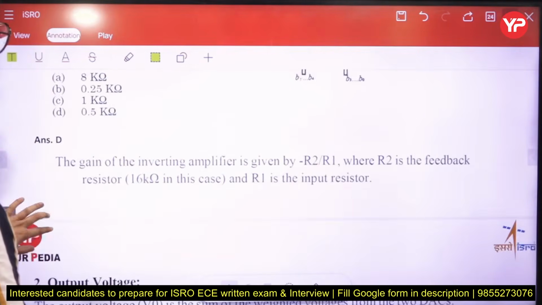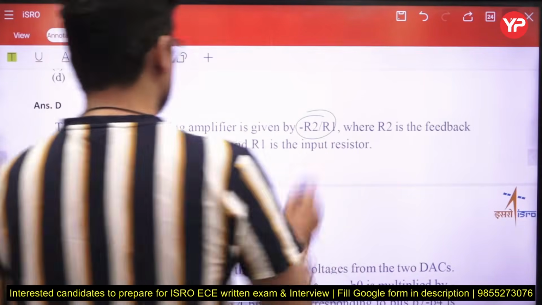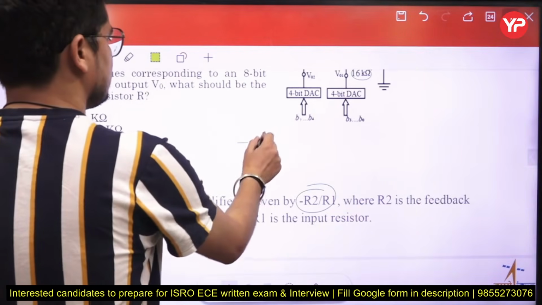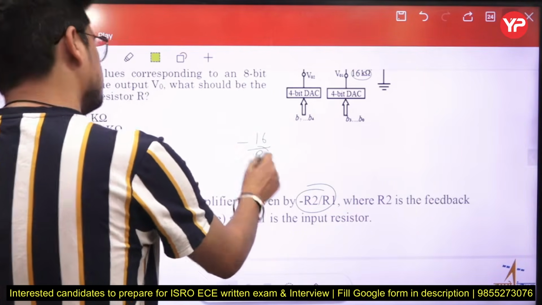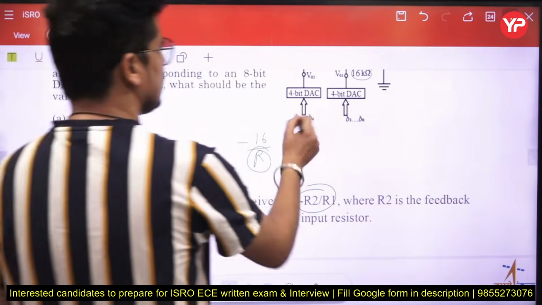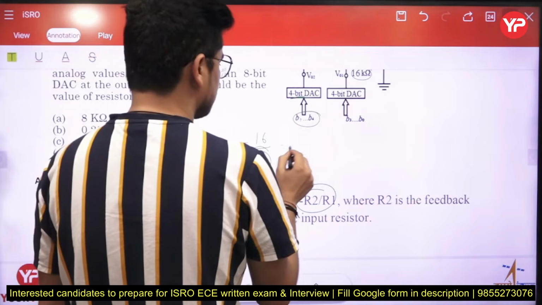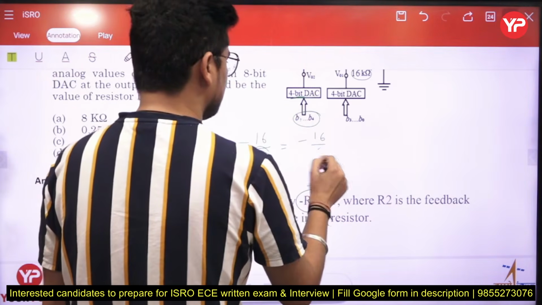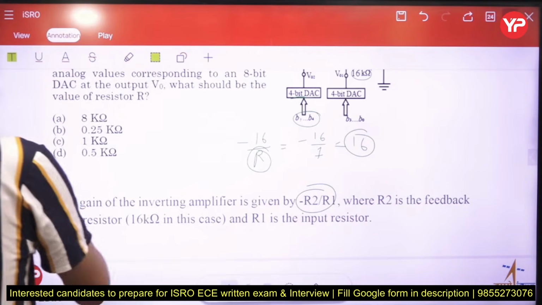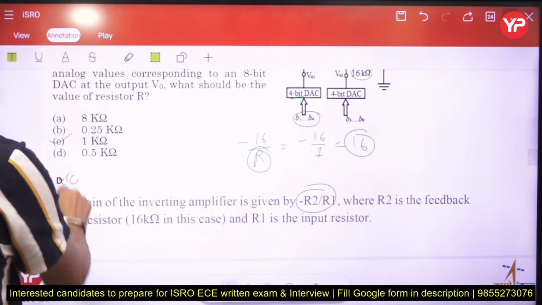Yes, you can check it here. That will be minus R2 by R1, where R1 we have to calculate, and R2 is given to you, that is 16 by R. We have to choose this value to get the correct output. So R should be 1 because this is having the higher bits, that is the 4-bit higher bits, that should have value 16. So that is 16 divided by 1, that's why it will multiply by the 16 value, right? So what we can say, that should be 1 kilo ohm, not 0.5. The answer will be 1 kilo ohm.